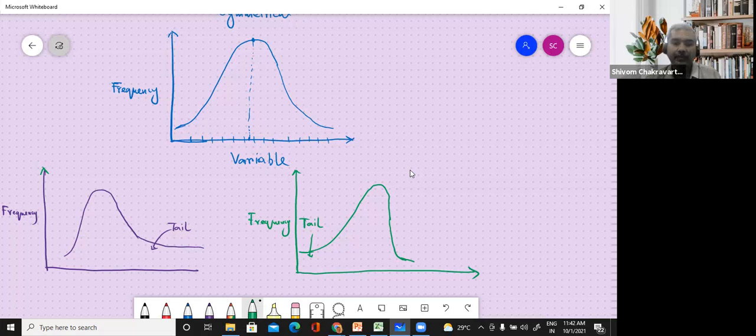So now considering these graphs, here this first one is symmetrical. The second one has its tail to the right side of this peak. In the right part of the peak there is a tail, and here the tail is on the left side. This is called skewness. This peak not being at the center and the graph not being symmetrical is called skewness. This is called a right skewed graph.